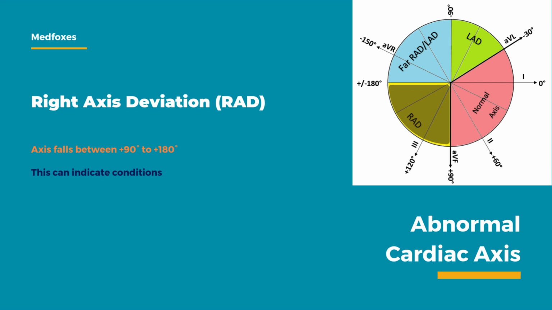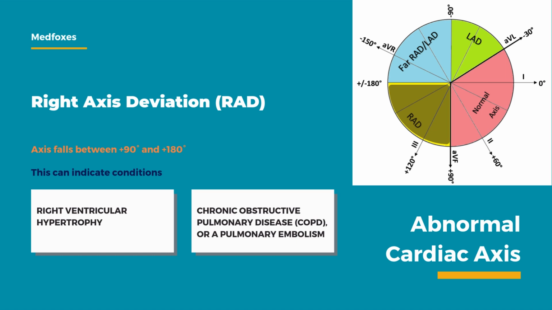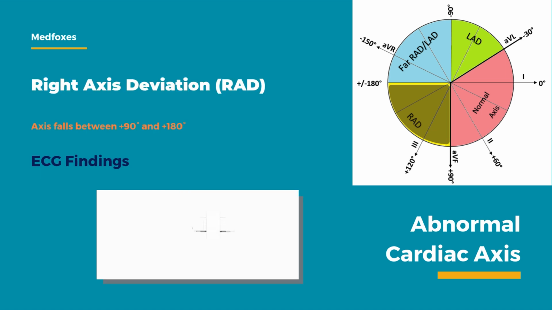Moving on, we have right axis deviation, or RAD. This occurs when the axis lies between plus 90 degrees to plus 180 degrees. Right axis deviation can suggest conditions such as right ventricular hypertrophy, chronic obstructive pulmonary disease, or a pulmonary embolism. On an ECG, you typically see a negative QRS in lead 1 and a positive QRS in lead aVF.